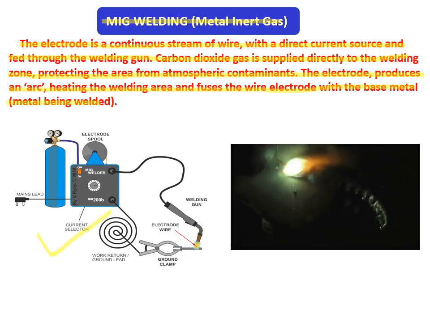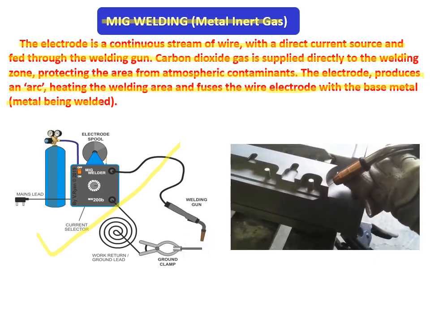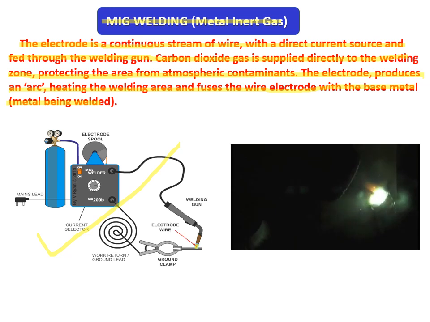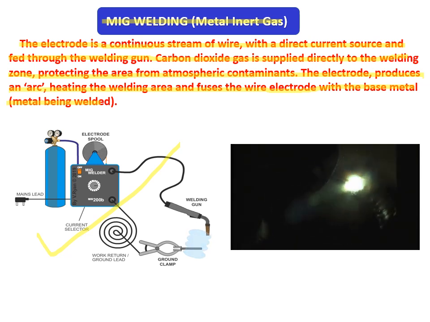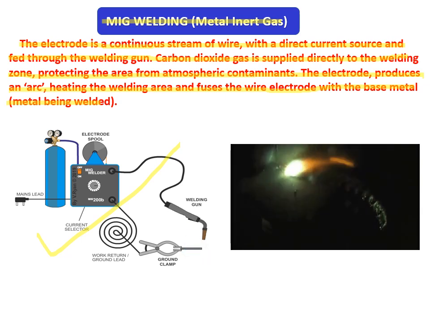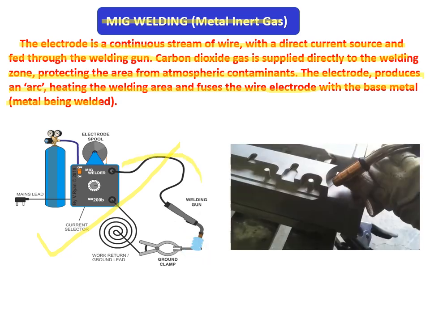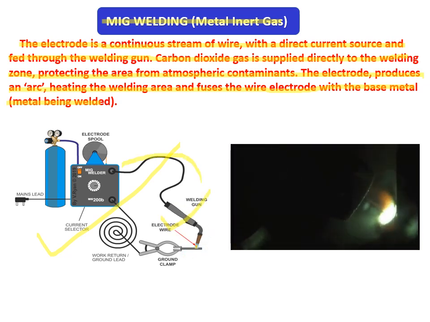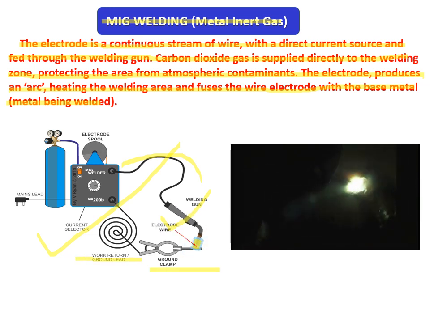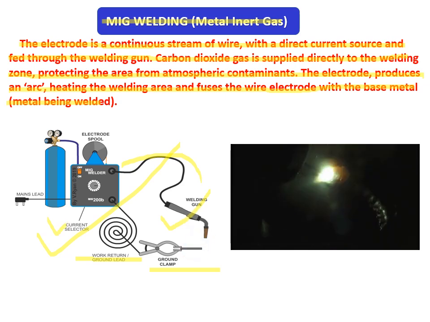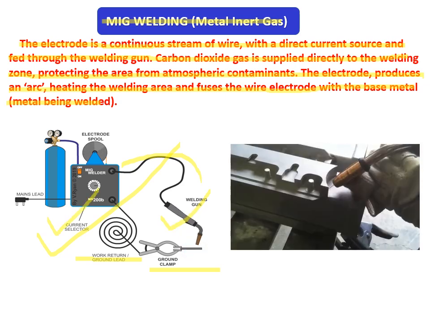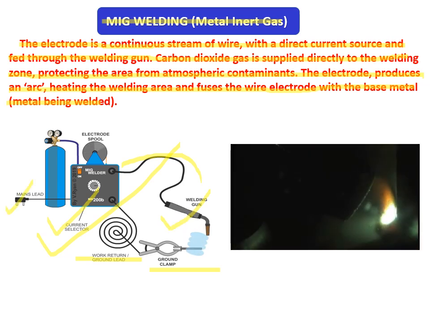Here we see the animation of MIG welding, metal inert gas, and in this picture we see how the MIG welding is prepared on the metal surface. Here we see the flow, and the electric welding gun is here, the grounding clamp, the working return ground lead, and here we set the type of current based on our requirement, and the main lead is here.